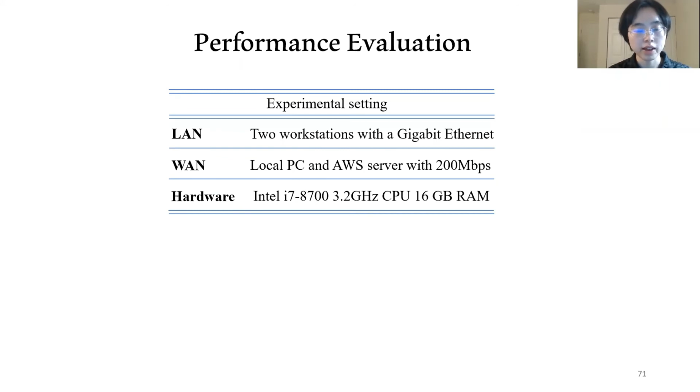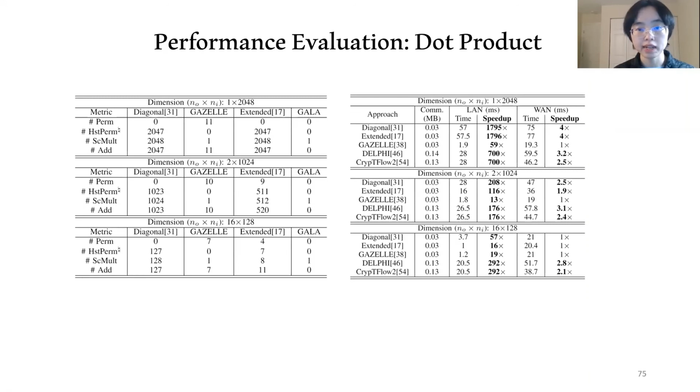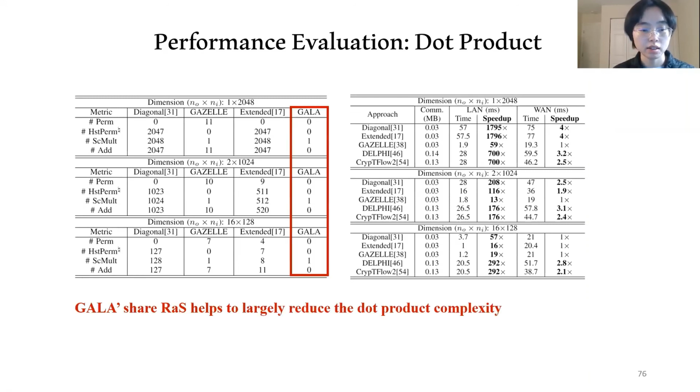As for the performance evaluation, we conduct experiments in both LAN and WAN settings. We first download the code of the state-of-the-art frameworks, and then we plug in GALA and do the evaluation and the comparison. As for the dot product evaluation, we can see that the proposed shared RAS helps to largely reduce the dot product complexity. We can see from these dimensions that GALA only needs one ciphertext multiplication, while other works involve a series of expensive permutations, multiplications, and additions.